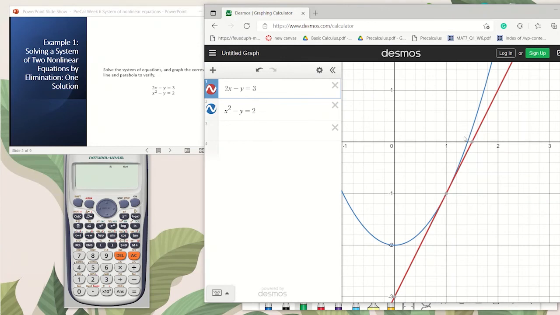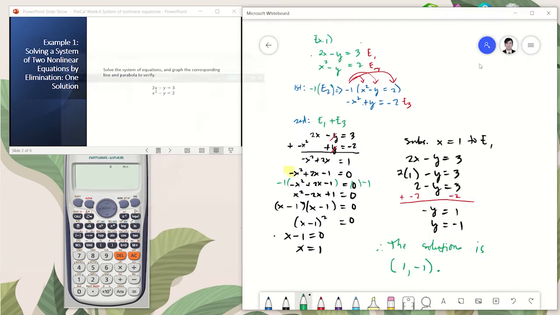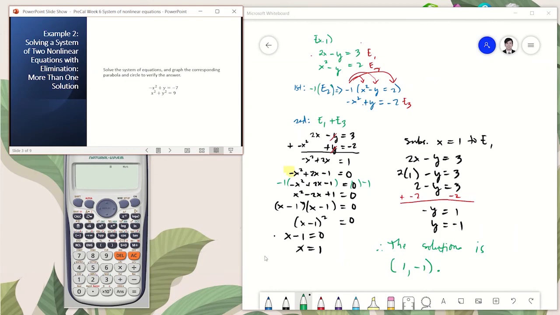So this is an example of solving a system wherein there is one solution, meaning only one intersection. Let's now proceed to example 2. Still, we will be using elimination.